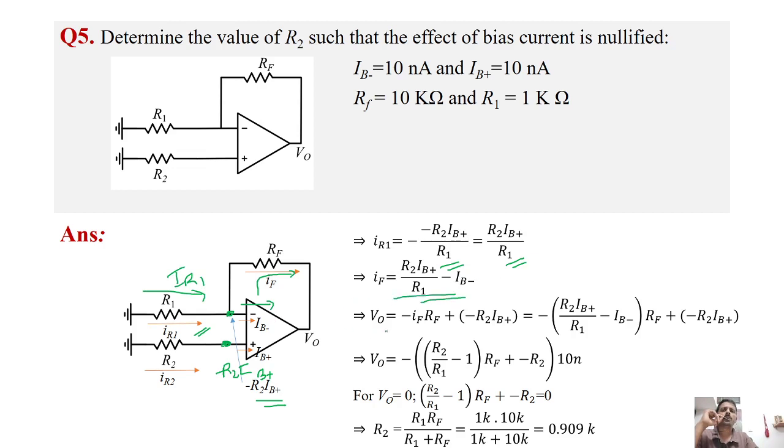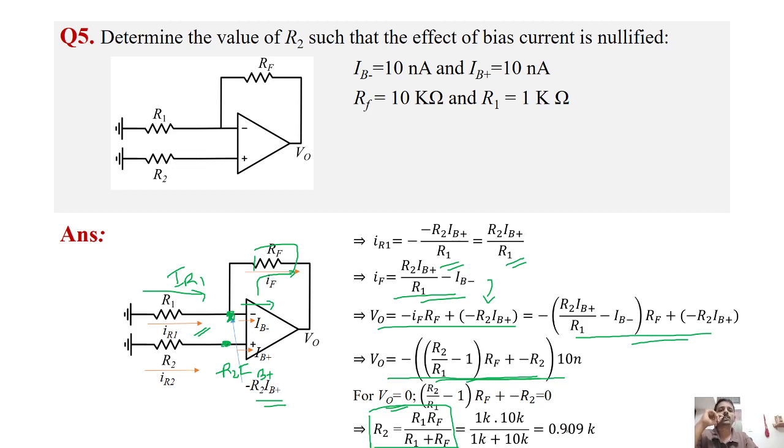And what is voltage V0? V0 is the voltage across the resistance RF, that is minus IF into RF, and the voltage at this point is minus R2 into IB plus. So we will just substitute this here and we will get this term. This is where we stopped, and I just rearranged it here and I substituted V0 as equal to 0. And when V0 is substituted equal to 0, this term will be equal to 0, right? So this term equal to 0 means if I just rearrange it, we will get R2 as R1 into RF by R1 plus RF. So this is the net resistance of R2 that should be substituted there in such a way that the effect of bias current is nullified.